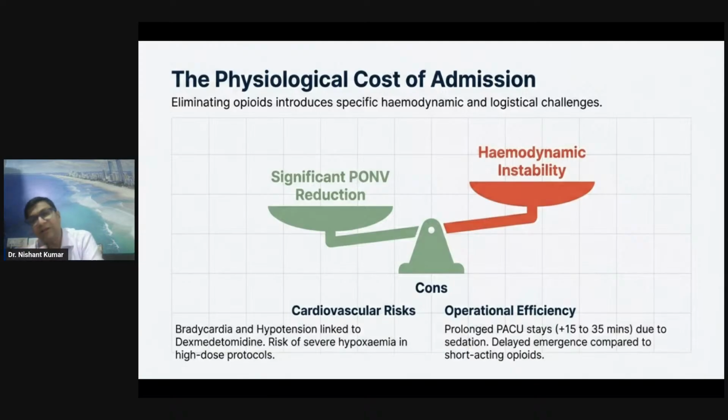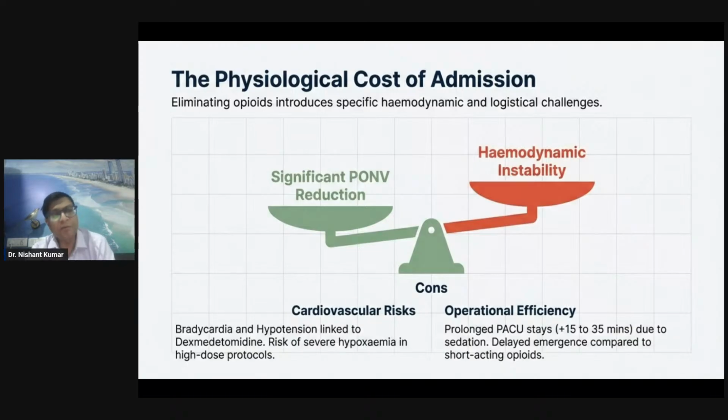But then there are certain side effects of opioid free techniques, whatever drugs that we are using. It might introduce some amount of hemodynamic instability. That is one of the side effects. If you are using very high doses of other agents and opioids, it might lead to some amount of respiratory depression. There's a slight increase in PACU stay around 10 minutes due to sedation, but then that is there with increased dosage of opioids as well.